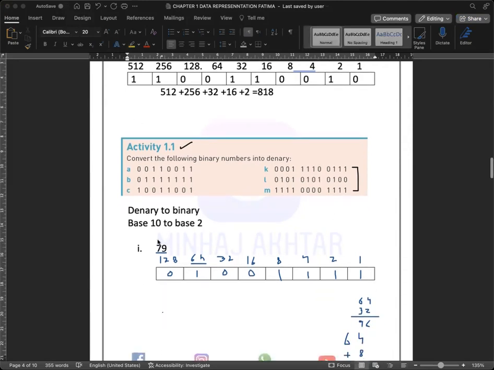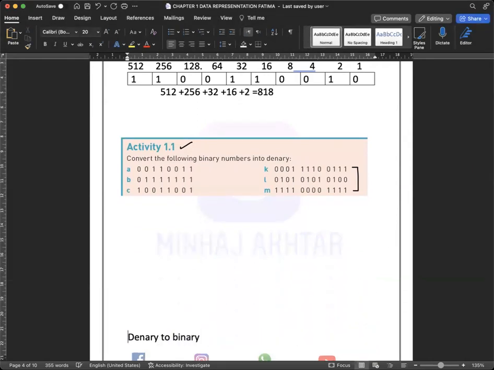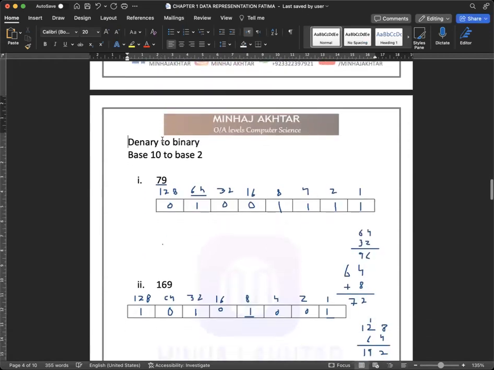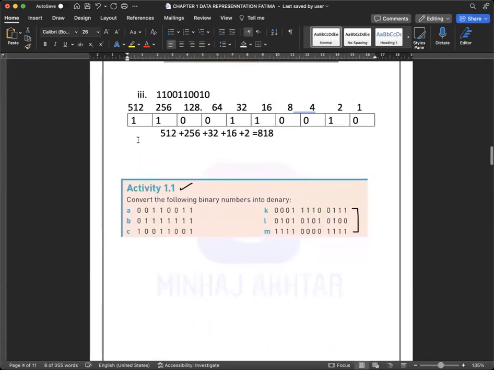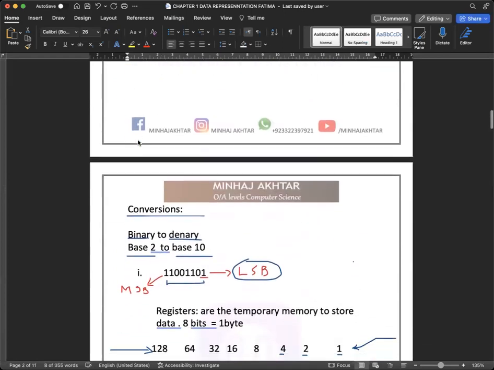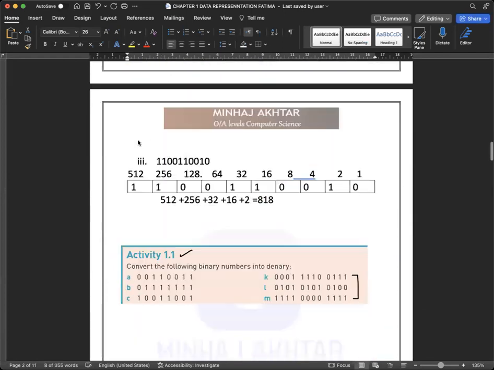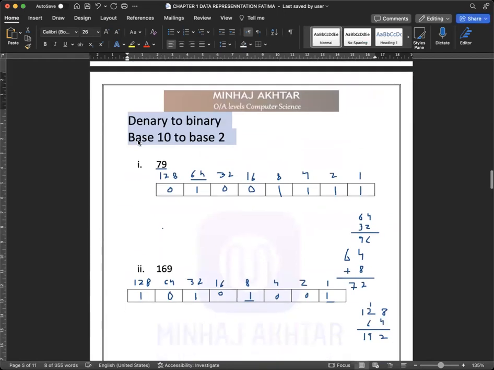Great. Now we are going to start the new topic. Can you just read the topic name for me? Denary to binary. Now we are going to convert the reverse. In the above topic, what we have done is binary to denary. And now we are going to start denary to binary. Reverse. Is that okay?